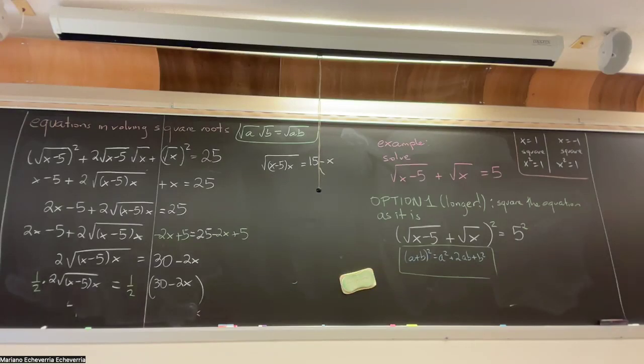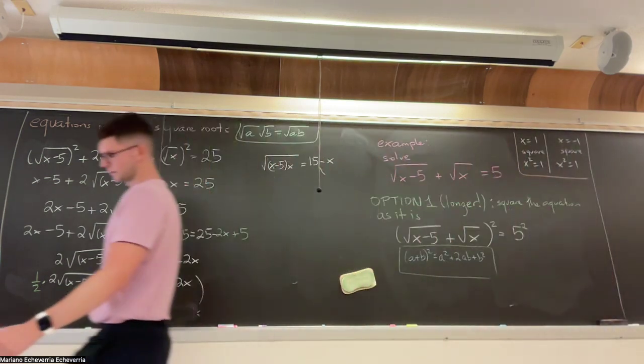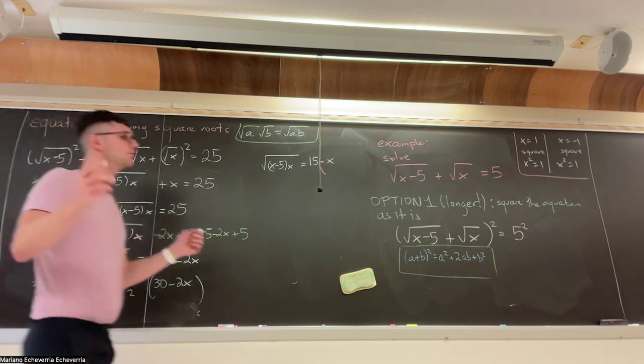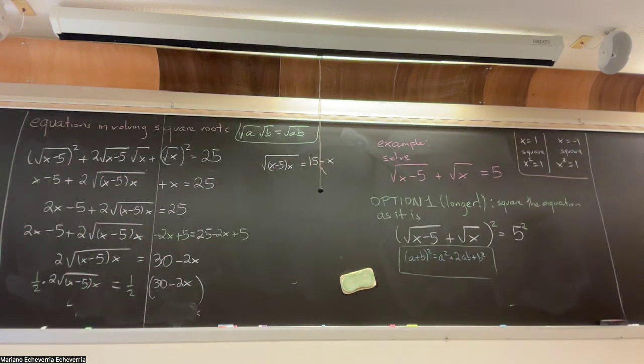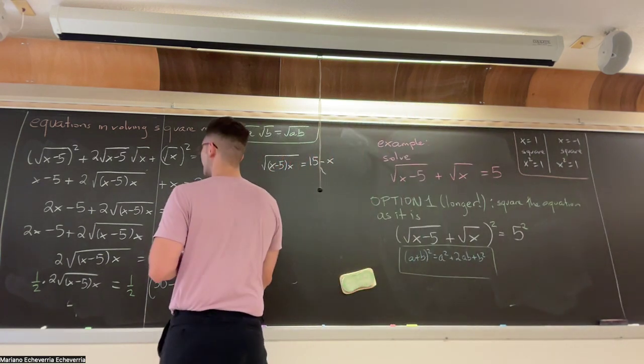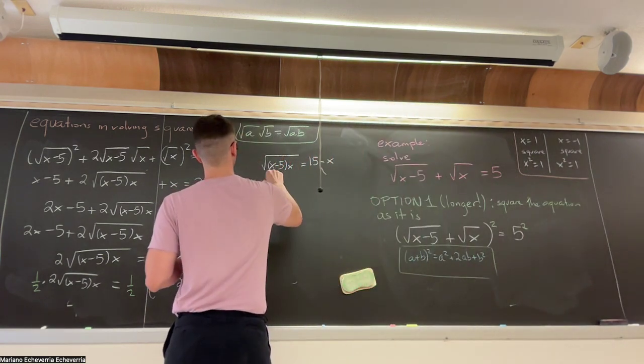And then what do you do? You square both sides of the equation. Square both sides again.